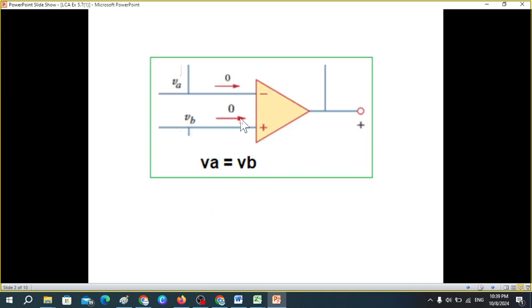If you recall, in the operational amplifier, current does not enter into the circuit. That is one assumption or one fact that you have to keep in mind. The other fact is that VA is equal to VB. That is, this junction voltage VA is equal to the junction voltage at the other terminal, VB.